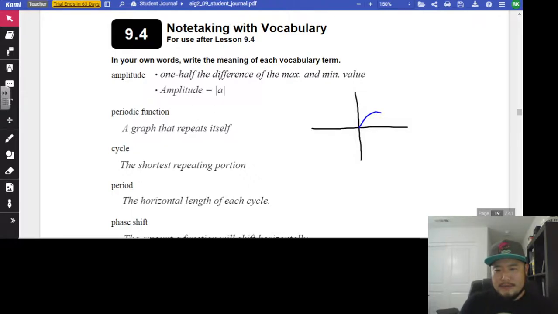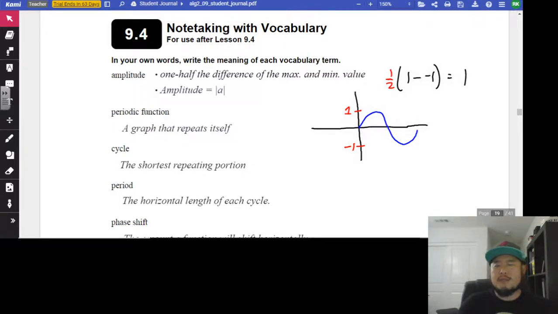I'll have my function that looks like this. And in this function, we'll say the curve goes up to 1 and goes down right here to -1. So if I were to take 1/2 the difference of the max and min value, that will get me my amplitude. If I were to multiply 1/2 by 1 minus -1, which will end up being 2, that tells me the amplitude is equal to 1.